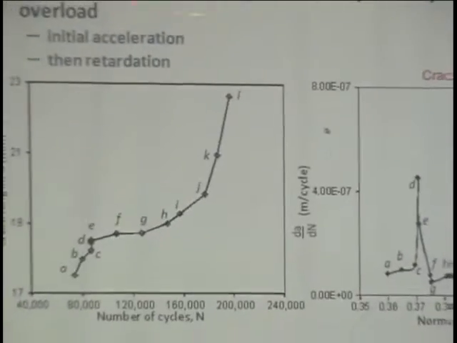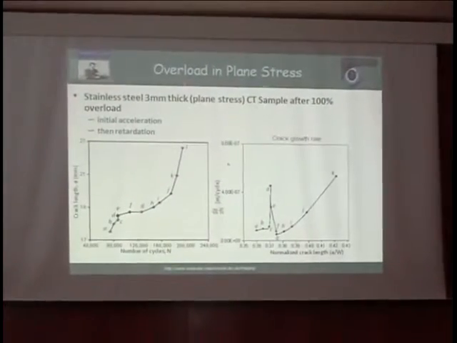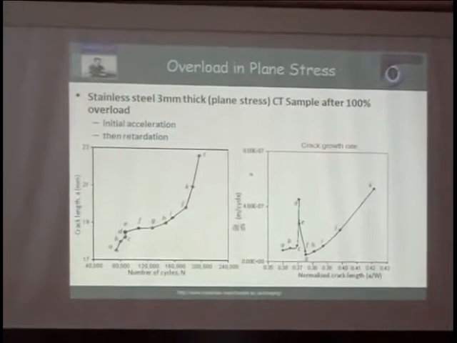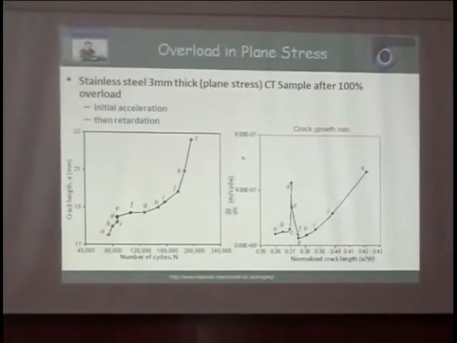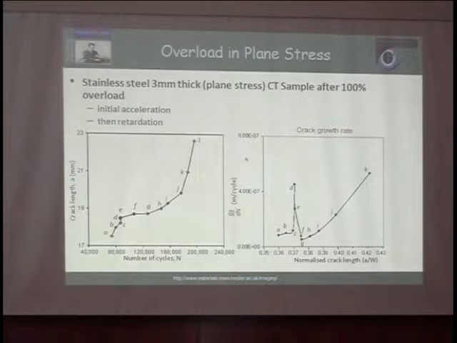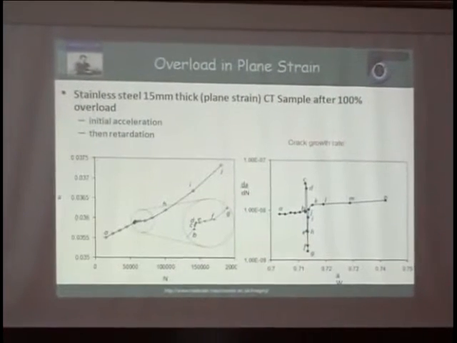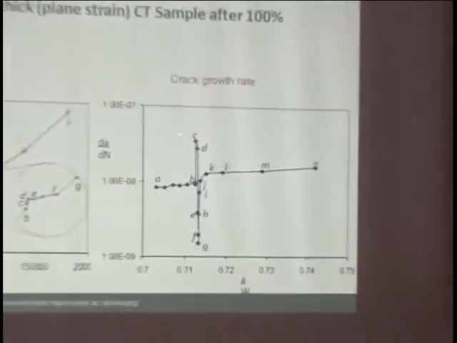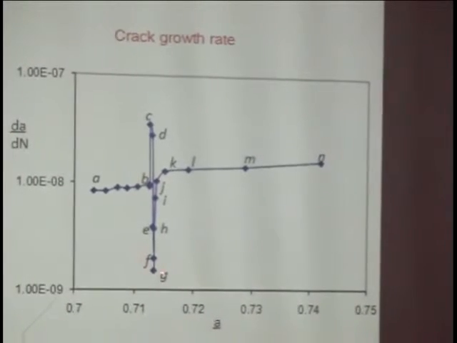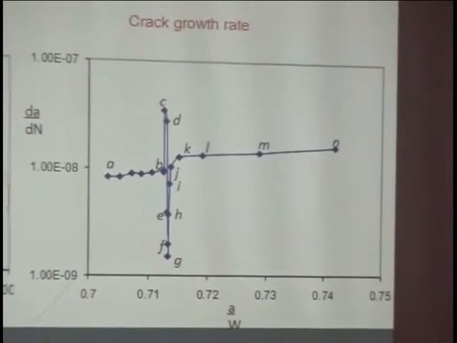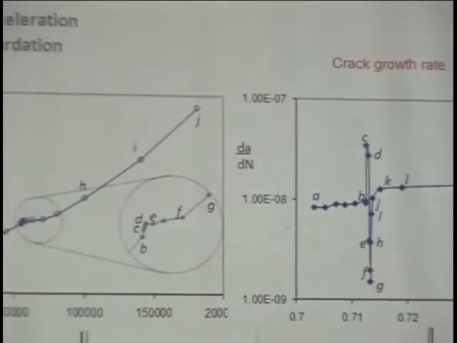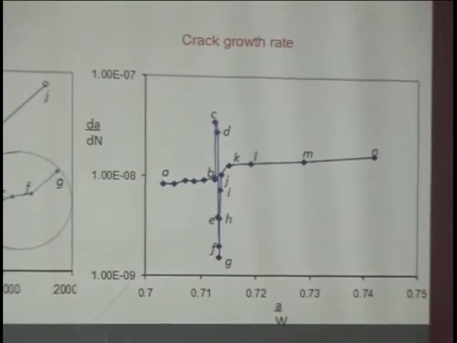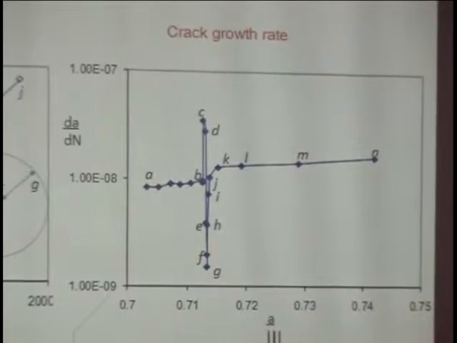We looked at two kinds of samples: a 3 mm thick, what I'm going to call plane stress CT sample, and a 15 mm thick, what I'm going to call plane strain CT sample. And in both cases, we get similar kinds of behaviours. That is the plane stress, and in plane strain, again, you can see at the point B where we overload, we get an increase in the rate, going down to a decrease in the rate, and then back to something roughly equivalent to where we started. So we're going to spend a lot of time looking just before, just after, and somewhere after the overload event.